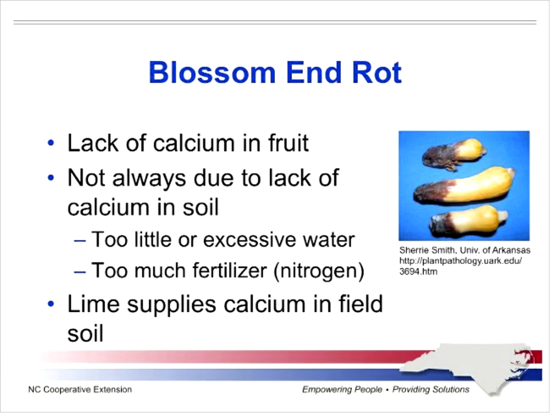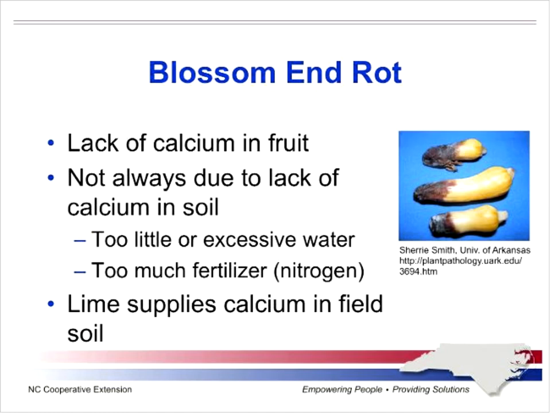So blossom end rot is a result of lack of calcium in the fruit, but it's not always because you don't have enough calcium in the soil. A lot of times it can be because we have too little water, or maybe too much water and so the roots are not functioning very well, because calcium only is taken up, as I understand it, with water in the plant. It moves in the xylem, not in the phloem, and so it only moves in the direction from root to shoot.